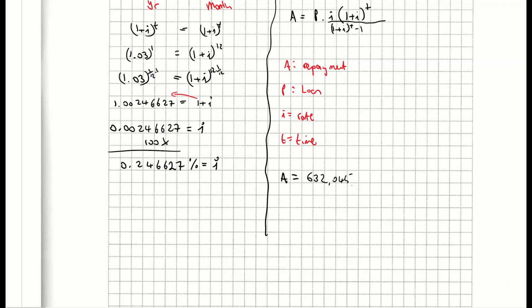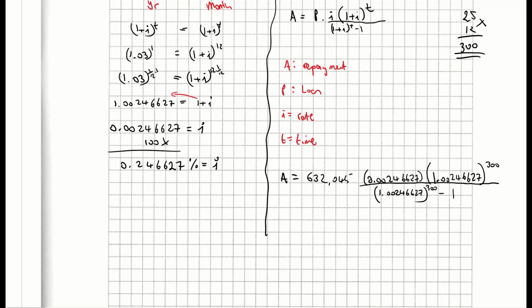€632,045. That's my P. I'm now multiplying that into I. So I is my interest rate, so it's this long decimal, 0.0024667. And then multiplying that by 1 plus I, which is 1.0024667. A lot of numbers here, all to the power of t, and it's to the power of 300. So it's 300 months this time, because he wants it after 25 years, and 25 multiplied by 12 is giving 300 months. And that then is divided by 1 plus I to the power of t, so 1.0024667 to the power of t, which is 300, minus 1. And that's my formula filled in.